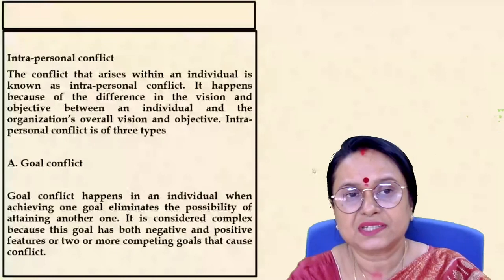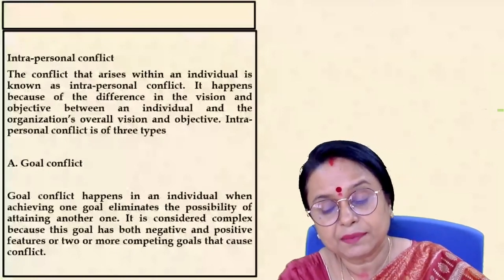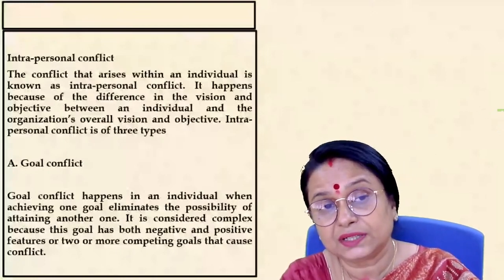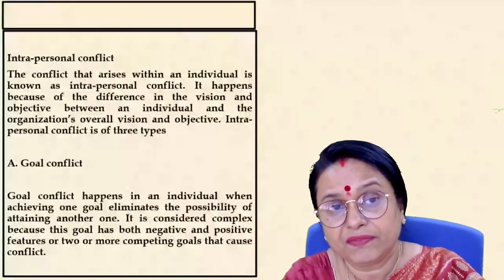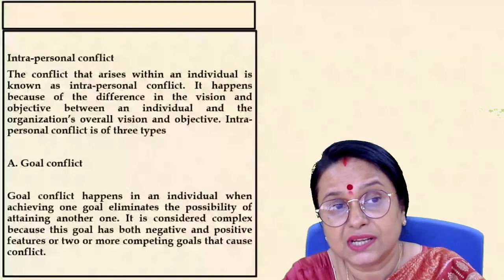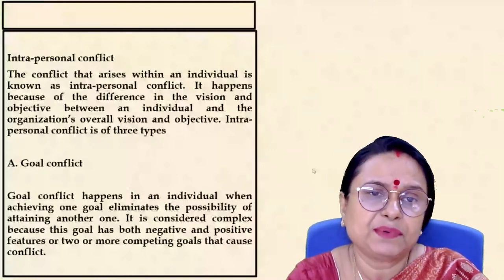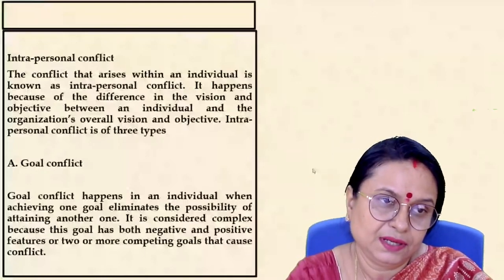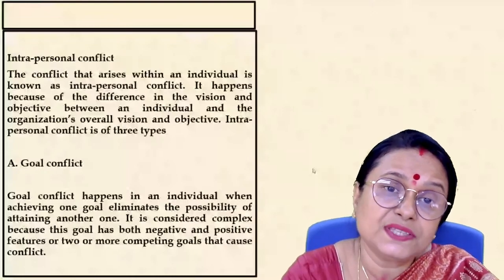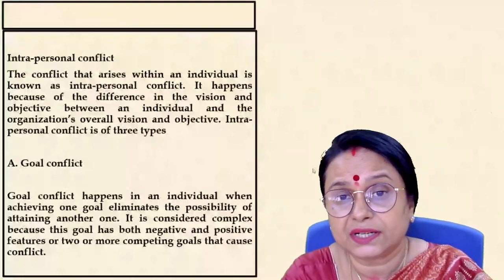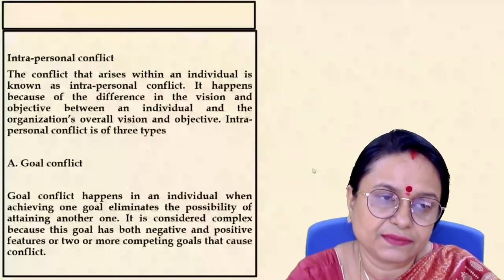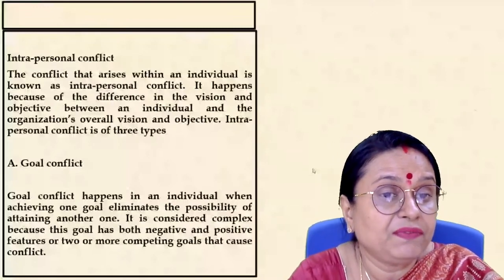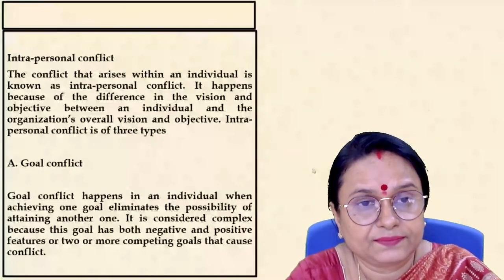Then intrapersonal conflict. Intrapersonal conflict is conflict within someone's mind. The conflict that arises within an individual is known as intrapersonal conflict. It happens because of the difference in vision and objective between an individual and the organization's overall vision and objective. Intrapersonal conflict is of three types again.